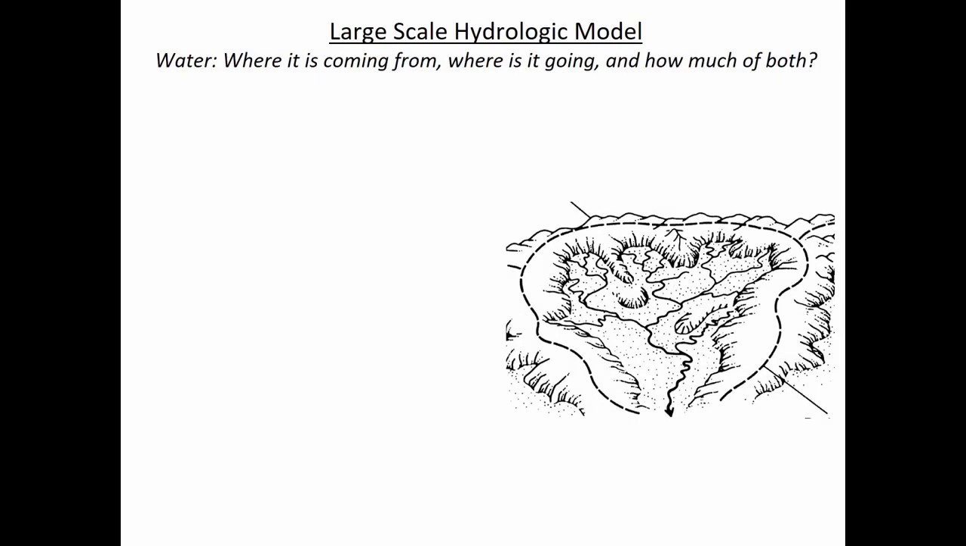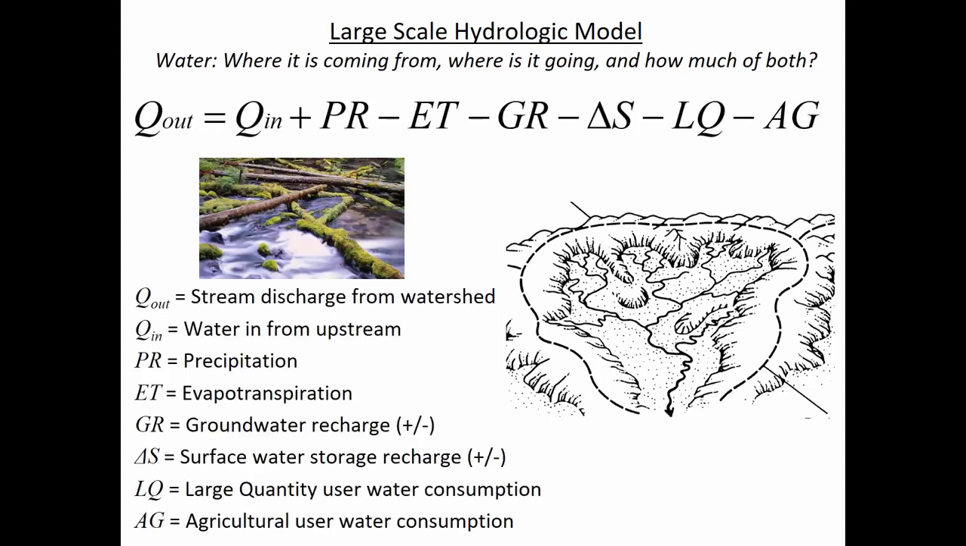So let's think in a broad scale. Like for a catchment like this, in a large hydrologic model, what we're trying to address is where's the water coming from, where's it going, how much of both. And so in other words, it's a mass balance question. And this is a model for the outflow from a large watershed that, if you're looking at all of the main factors that account for the water in and the water out, will enable you to predict the discharge from a big watershed.